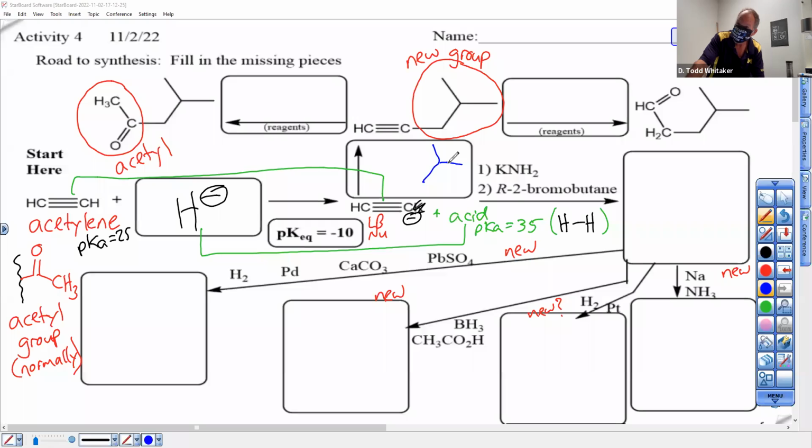The leaving group. You like BL, BR? BL, made up, leaving group doesn't exist. BR or CL is where I was going. You see that. BR, CL, I. Those are the three you should always think of. BR, CL, I.